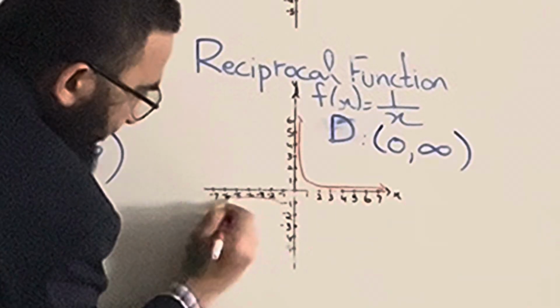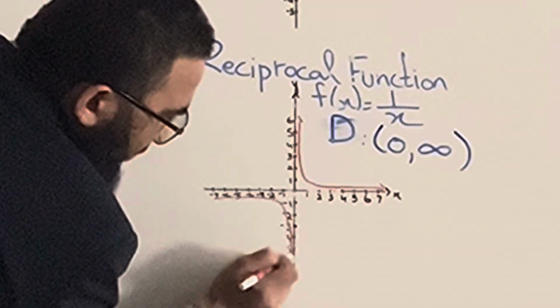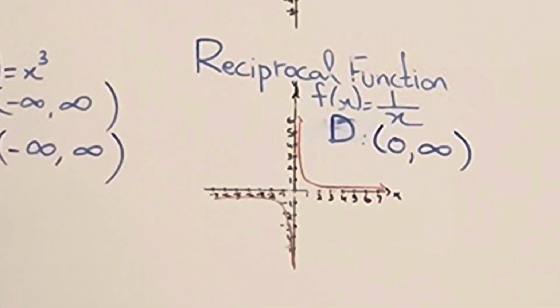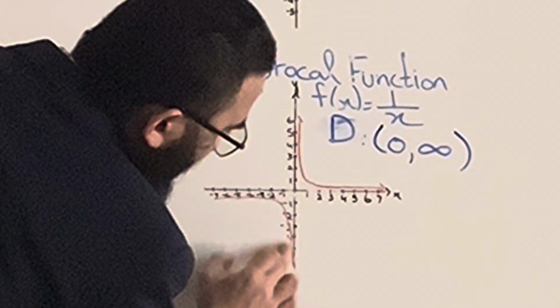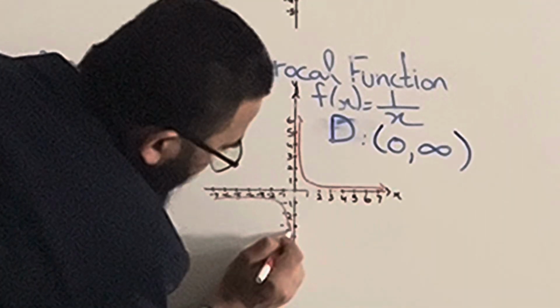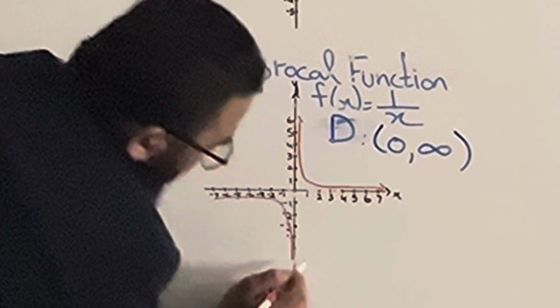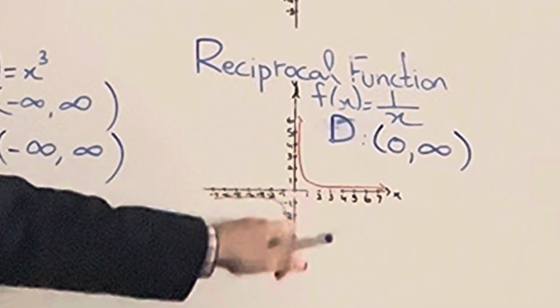So this is what I have. I had forgotten to plot this. Okay. You will see that the domain will never be 0. You see this? The domain can never be 0.